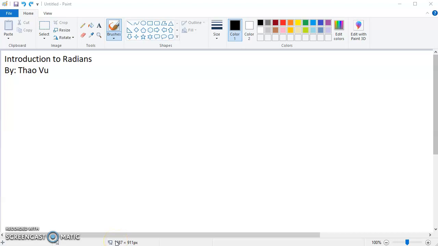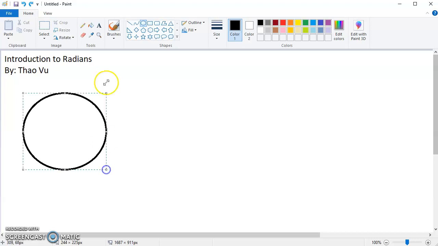If you do not know, a radian is a unit for measuring angles, which can be commonly associated with circles. So to go more into depth, I'd like to draw it. So here is a circle. Let's make it big enough. And then this is the center.